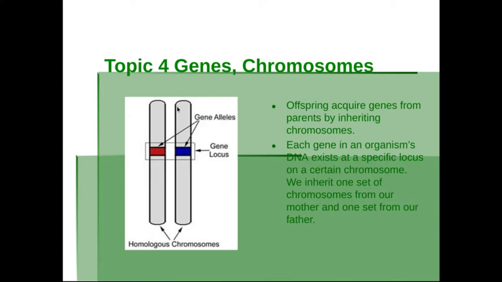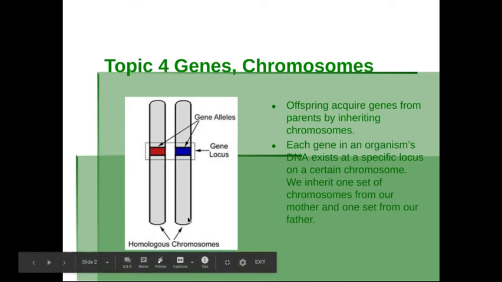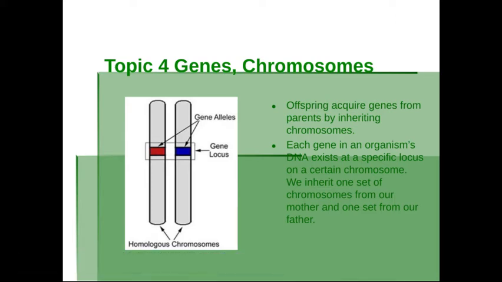Remember, chromosomes are long coiled up DNA strands, and we'll see another picture in a few minutes. Different segments of that DNA, of that chromosome, that code for different traits are known as genes. And you acquire the genes from your parents by inheriting their chromosomes.